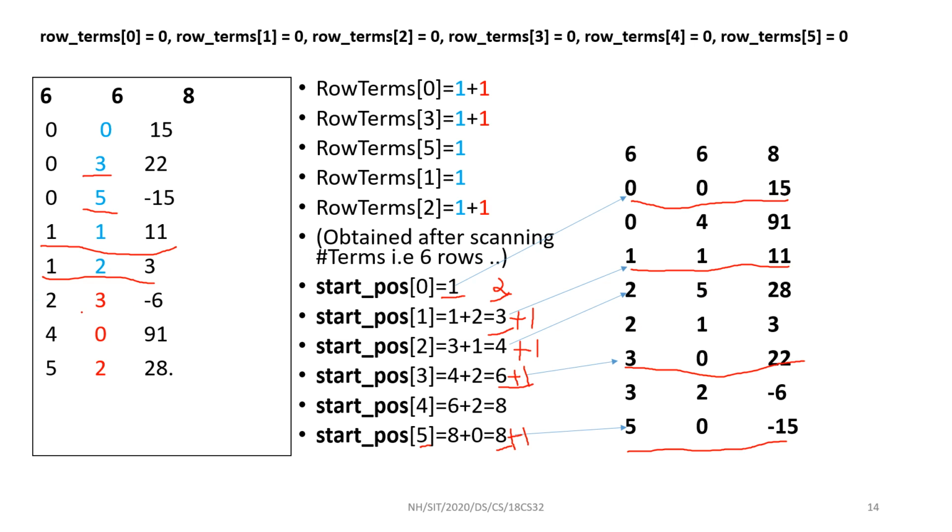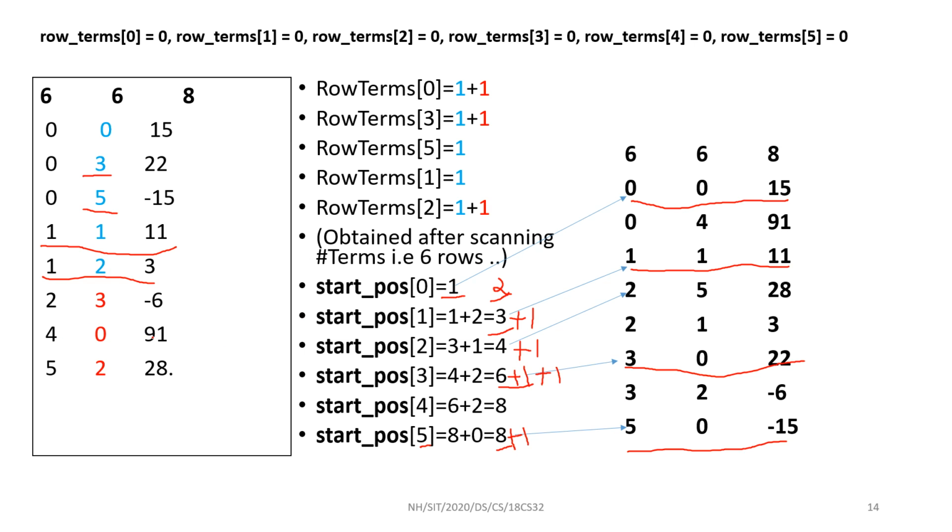Next value is 3, 3. What was there? 7. Go to that 7th row. Go to 7. 7 means this one. 1, 2, 3, 4, 5, 6, 7 here. Put that value. 3 to 6. Increase that one. 8. If there, will come here.